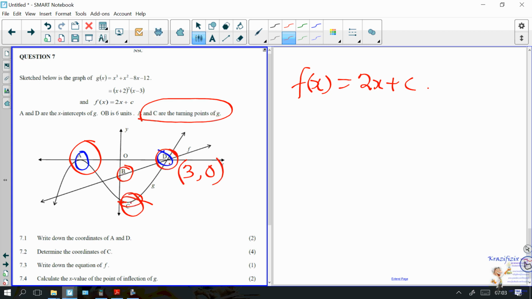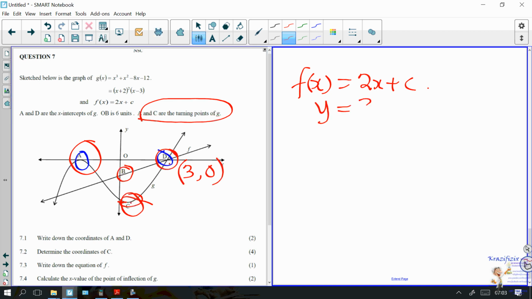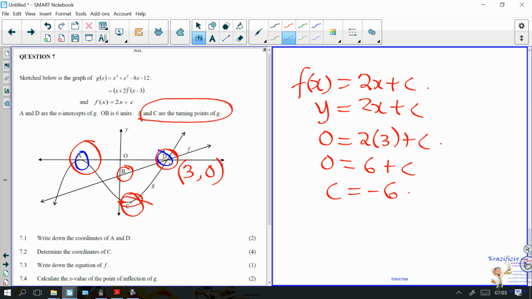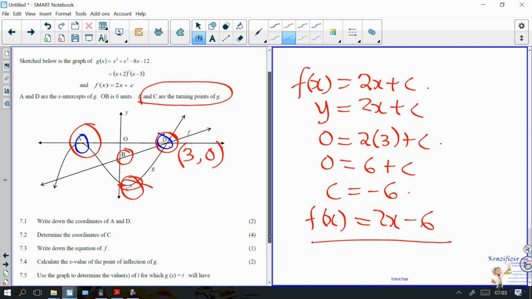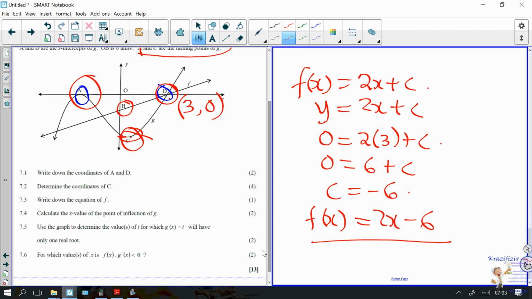Our x is 3. So all I need to do, remember, my y is 2x plus c. My y value is 0, my x is 3. So what is c? I should be getting a negative answer. So my c, which is my y-intercept, is negative 6. So what's my equation? F of x equals 2x minus 6. It's 1 mark because we expect everyone to be able to get that.